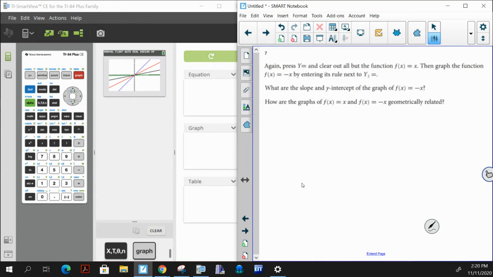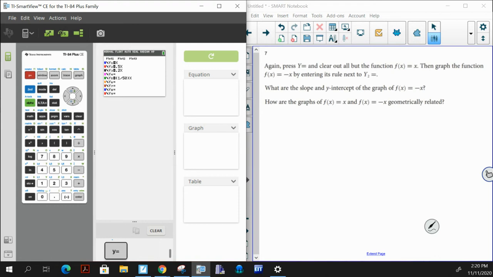All right, let's try something else. Clear out everything but y equals x. Read the instructions there in your notes. This time we're going to try one different thing. Now we're going to graph y equals negative x. Press the graph button, see what happens there. What do you see? What do you notice about that line?